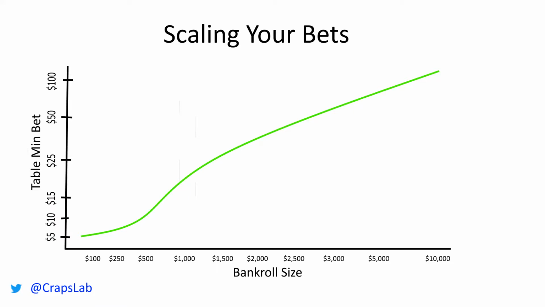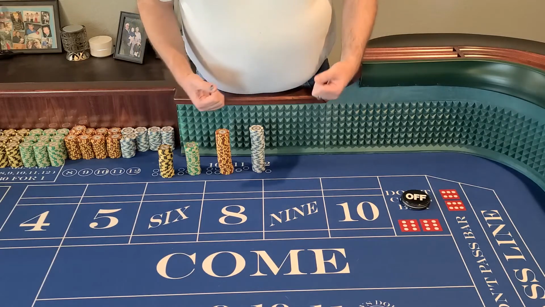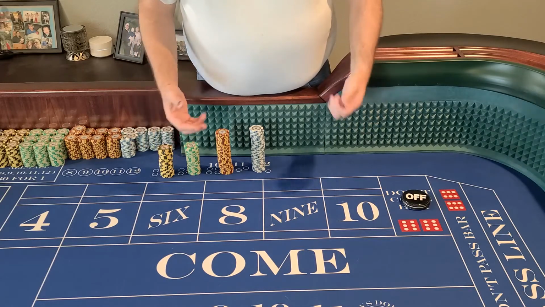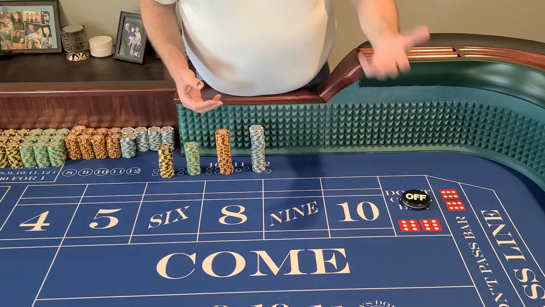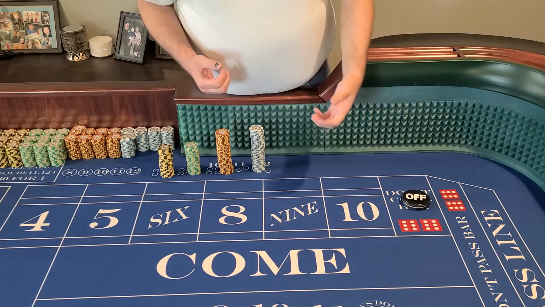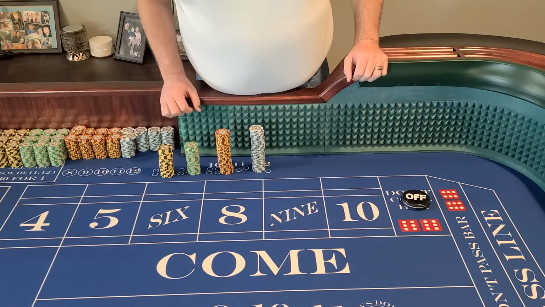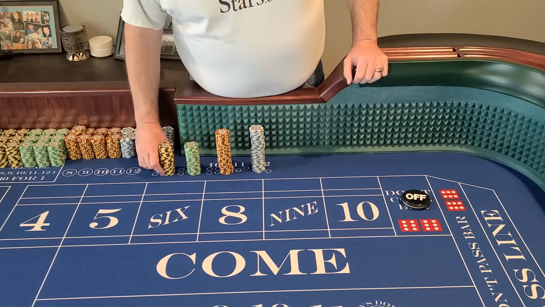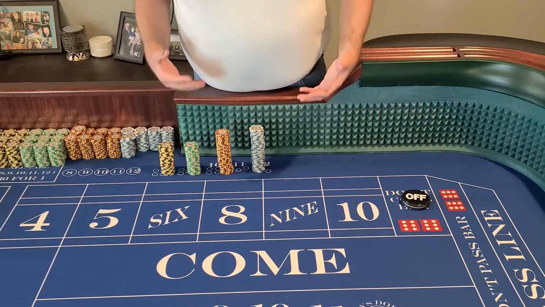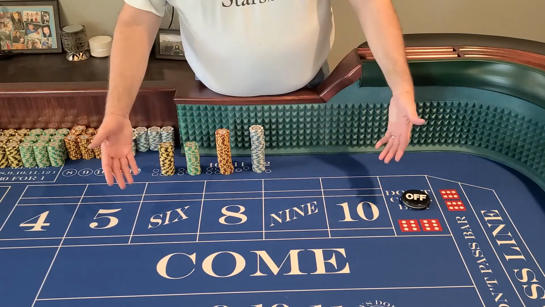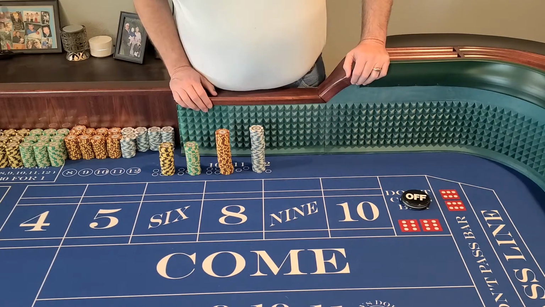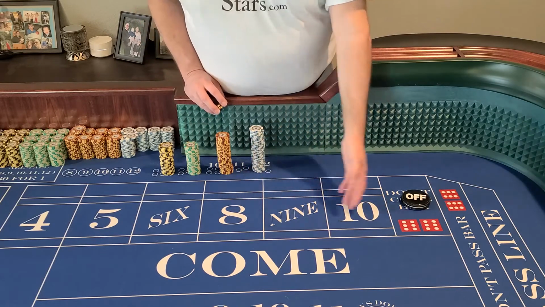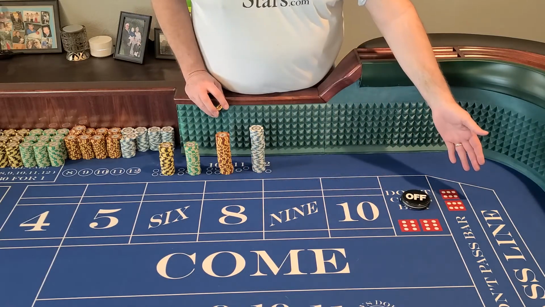So we talk about scaling. What are we talking about? We're talking about when table minimums go from $5 to $10, $10 to $15, $15 to $25, $25 to $50, and from $50 to $100 tables, right? And at the moment, we're not talking about the bankroll you need with that, but we're going to talk about your minimum bets, the different bet units on those tables. Okay? I'll cover the 8, 9, 10 and the pass line with odds.